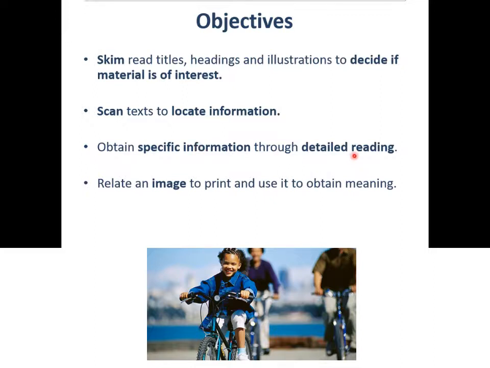Remember about previewing and predicting. Once you read the title, you can predict what the text is all about. Again, when you skim, you read all the titles in that particular text or subtitles or subheadings inside it, and then you can decide whether this is totally relevant, and then you scan to locate the information that you are looking for. You can also relate an image to print and use it to obtain the meaning. So by looking at an image, for instance, you can also try to understand more about the text.